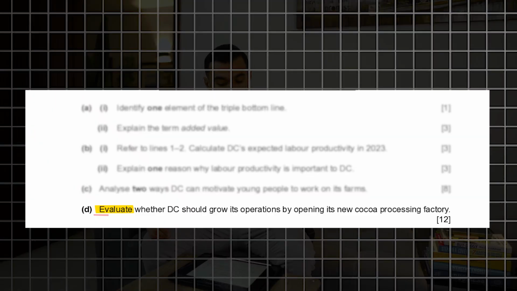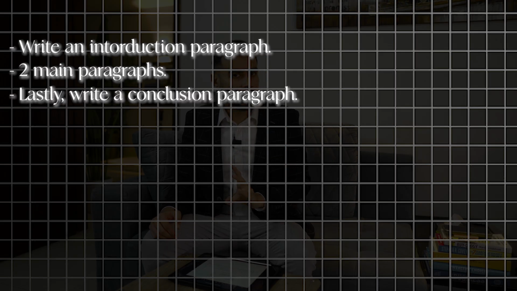Let's say in this particular question: evaluate whether DC should grow its operations by opening its new cocoa processing factory. So it's asking whether this business should go ahead with this new factory or should not go ahead with it. For the D part, the 12 marker, you write an introduction paragraph, 2 main paragraphs, and then a conclusion paragraph. Introduction, 2 main paragraphs, and then a conclusion paragraph. In the introduction, again, I'll have to define some of the key terminologies.